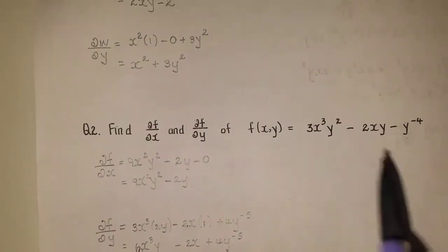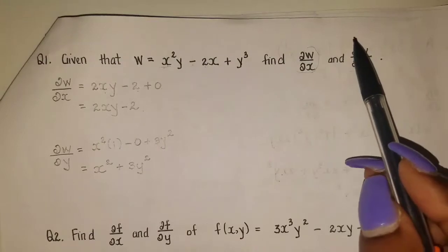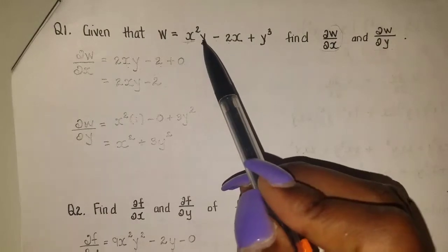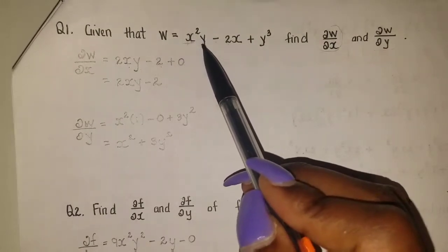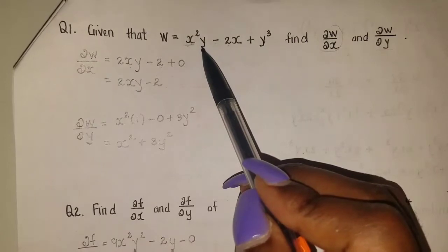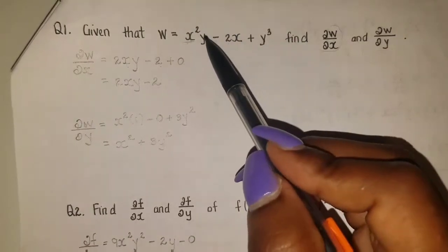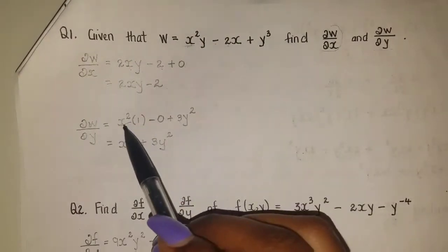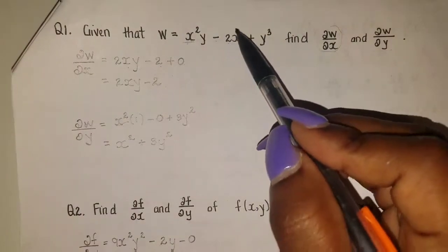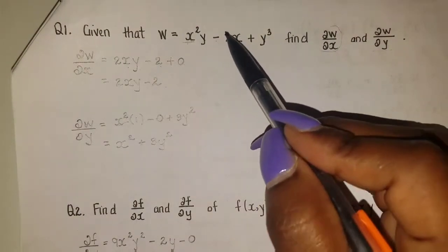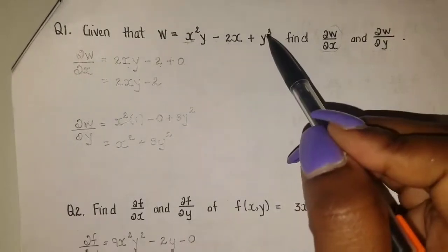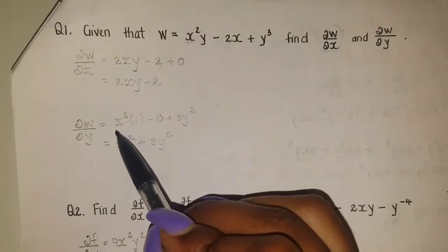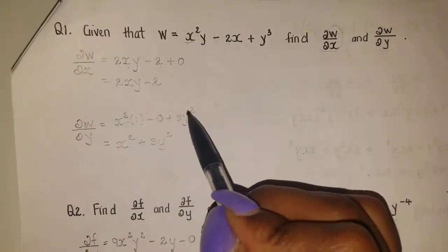For the second part, the partial derivative of w with respect to y, going back to the function, remember we're differentiating the y's now and calling the x's constants or coefficients. So when we differentiate this y, we get 1, and multiplying by this x squared coefficient, as seen here. There is no y here, so it's going to give us a 0 when we differentiate it. And this y cubed will simply be 3y squared. So the answer becomes x squared plus 3y squared.